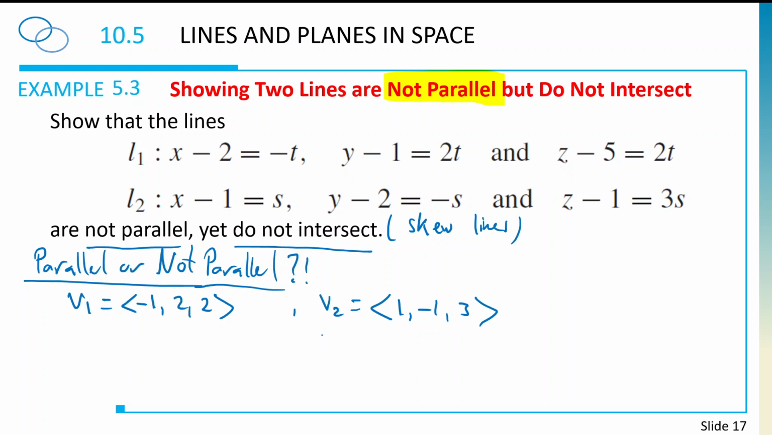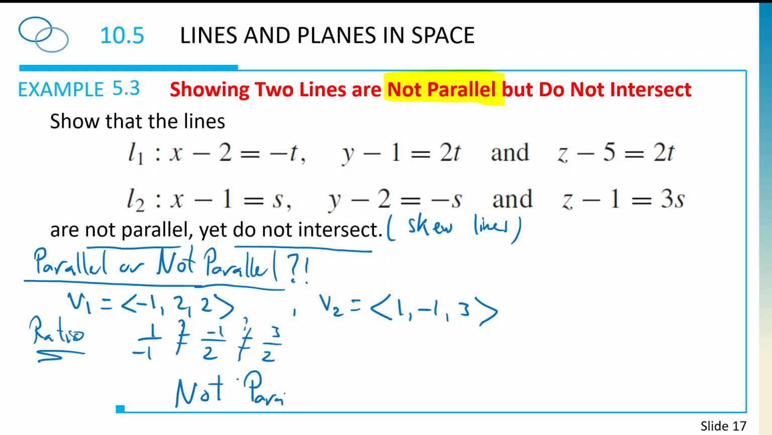Now I need to show whether they are parallel or not. I need to check the ratios. So I have 1 over -1. Is it equal to -1 over 2? Is it equal to 3 over 2? Are these equal to each other? Clearly they are not, so it's not parallel. It seems the first condition to be skew is satisfied.